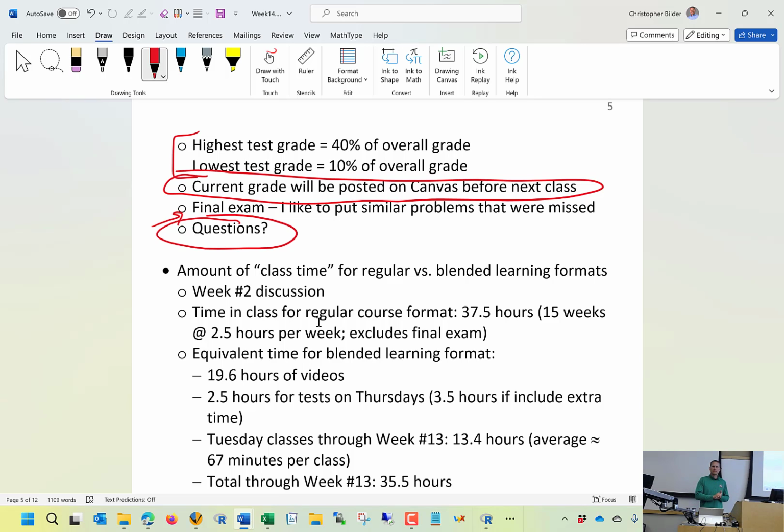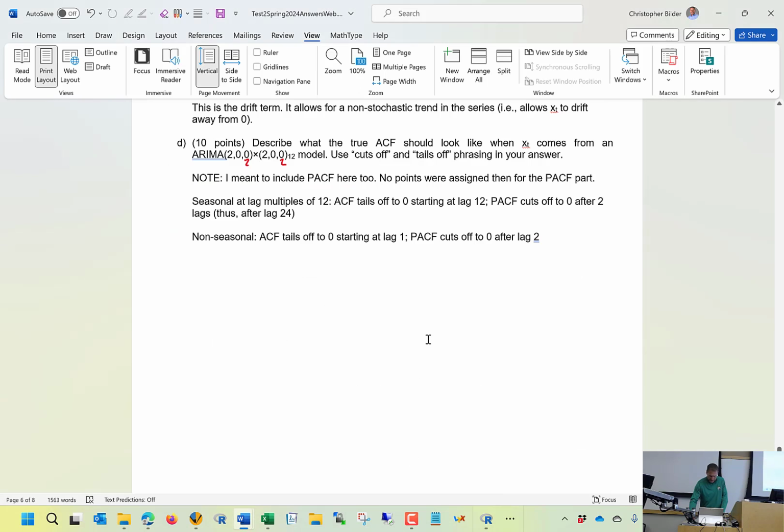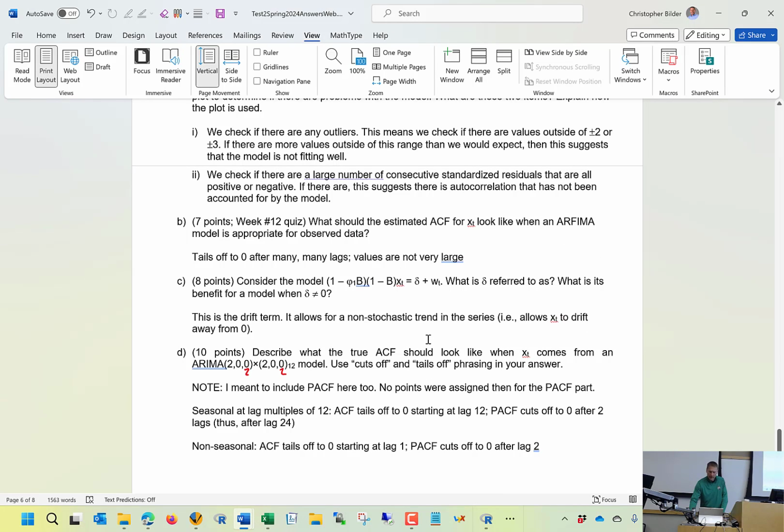Can we go to the drift term? I'm sorry? The drift term explanation. Sure. What problem? Oh, yeah. Problem C. Yeah. I don't get it. Why being a non-stochastic trend is beneficial to this?